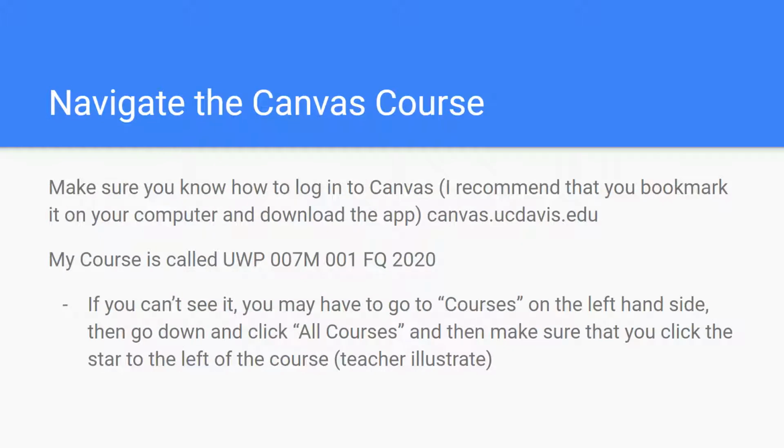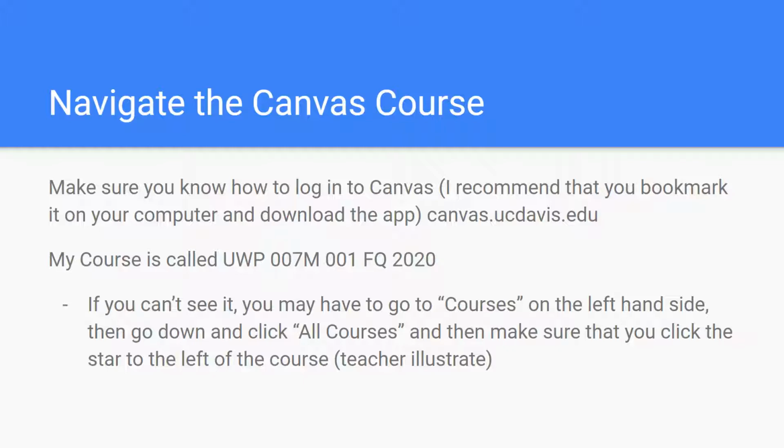So first, I want to make sure that you know how to log into Canvas. I recommend that you bookmark it on your computer, as well as download the app onto your phone. The website is canvas.ucdavis.edu, and you just log in with your student information. This course is called UWP 007M001 Fall Quarter, or FQ 2020. It's kind of a mouthful.